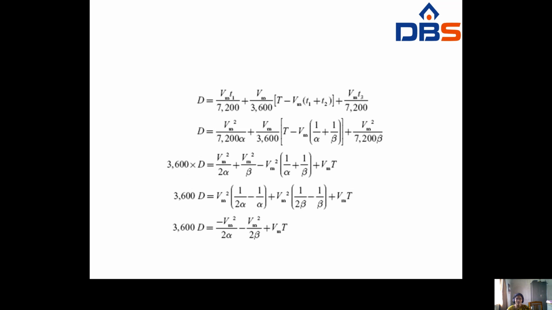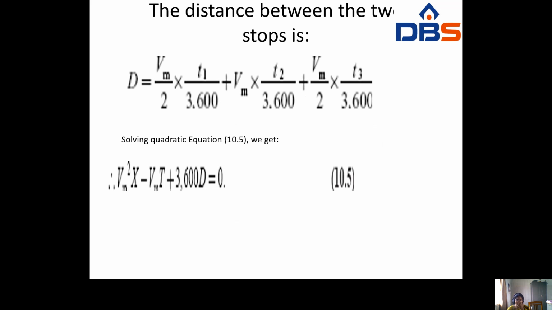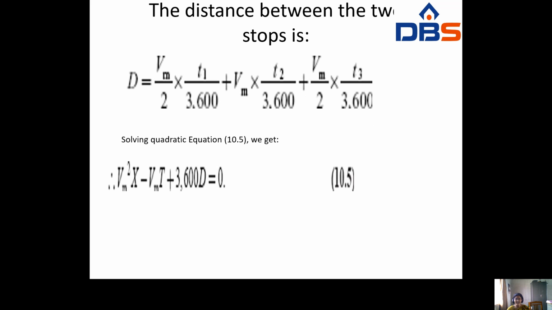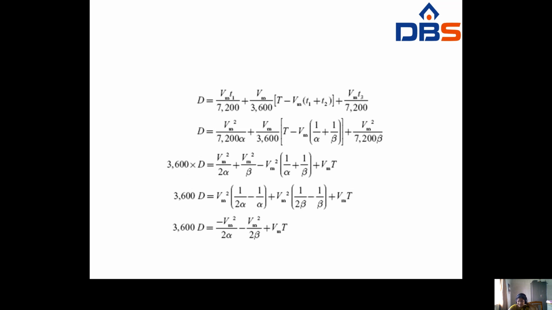First, D equal to Vm T1 by 3600 into 2, so it becomes 7200. So you can write Vm T1 by 7200 plus Vm by 3600 T2. Previously I said that the total time period for the train is T equal to T1 plus T2 plus T3. To get T2, you write T2 equal to capital T minus (T1 plus T3). So initially you have to apply this.